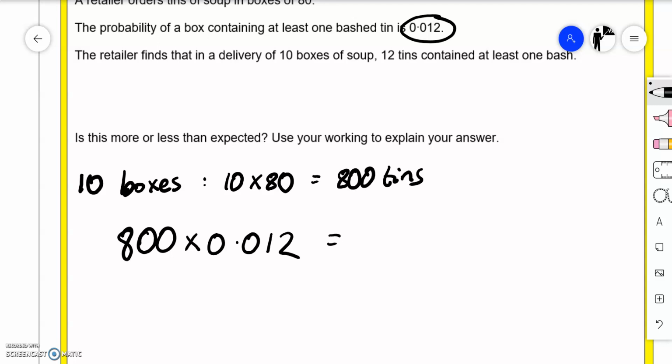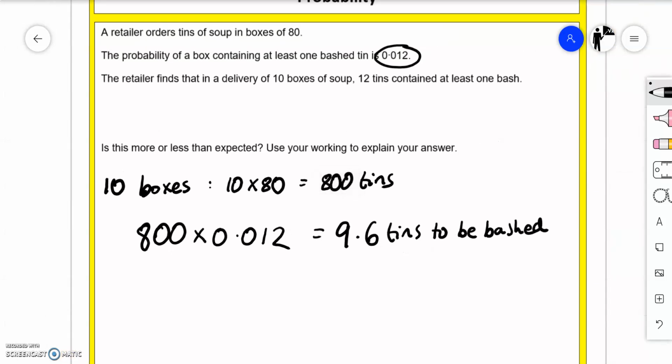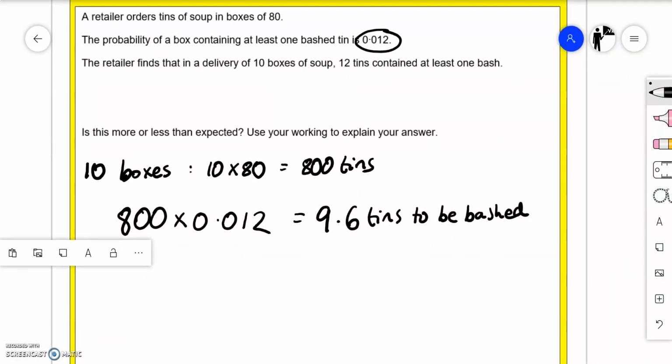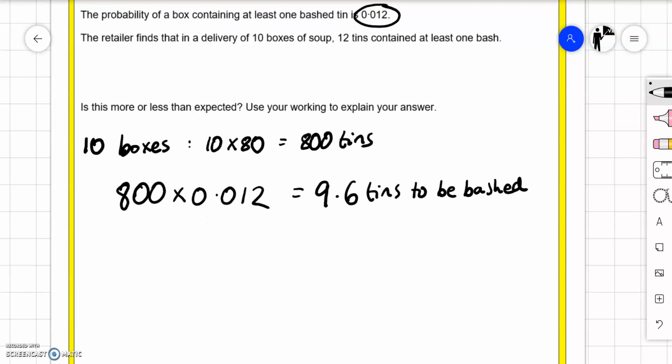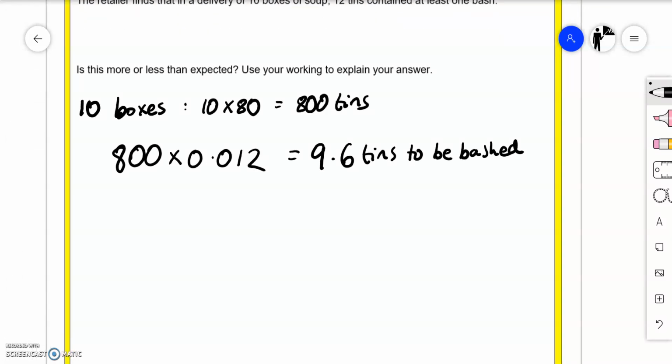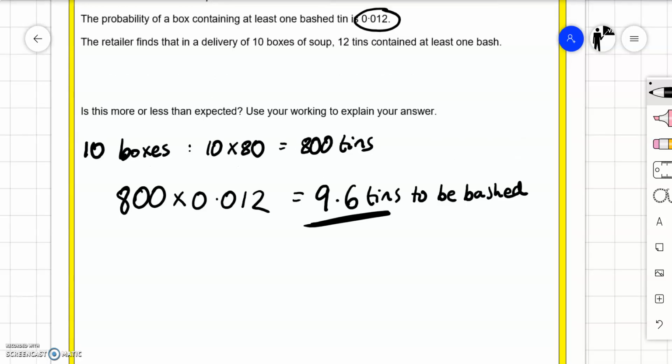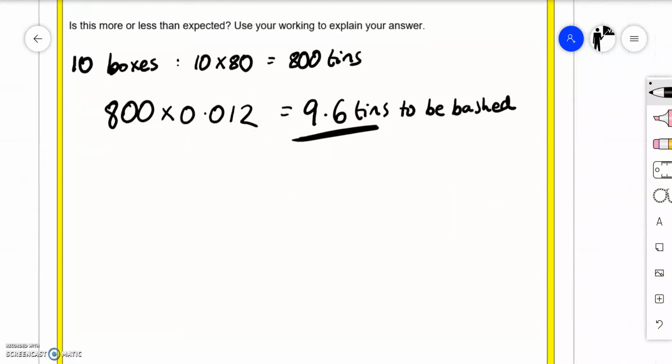So we're doing 800 multiplied by 0.012. So we would expect 9.6 tins to be bashed. Whatever that means. Maybe 9 or 10. So the retailer actually found that 12 tins were bashed. Is this more or less than expected? Well, we would expect 9.6 tins to be bashed, but we've got 12 tins, so this is more than expected.